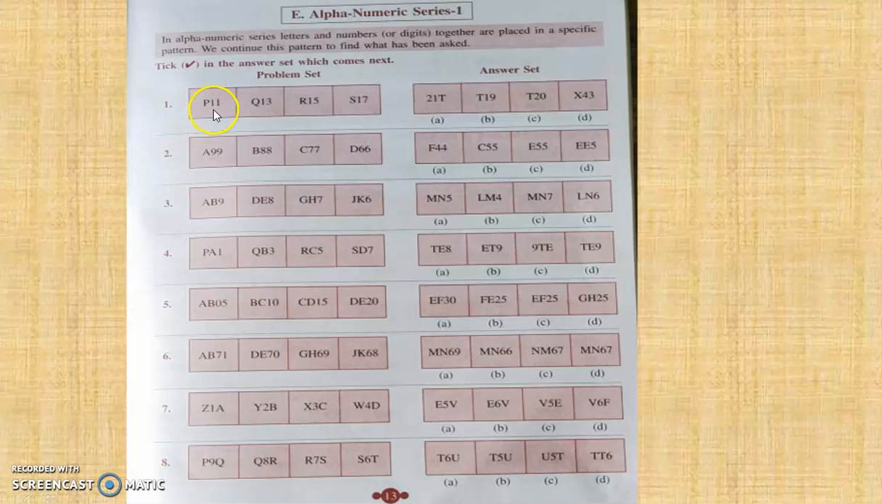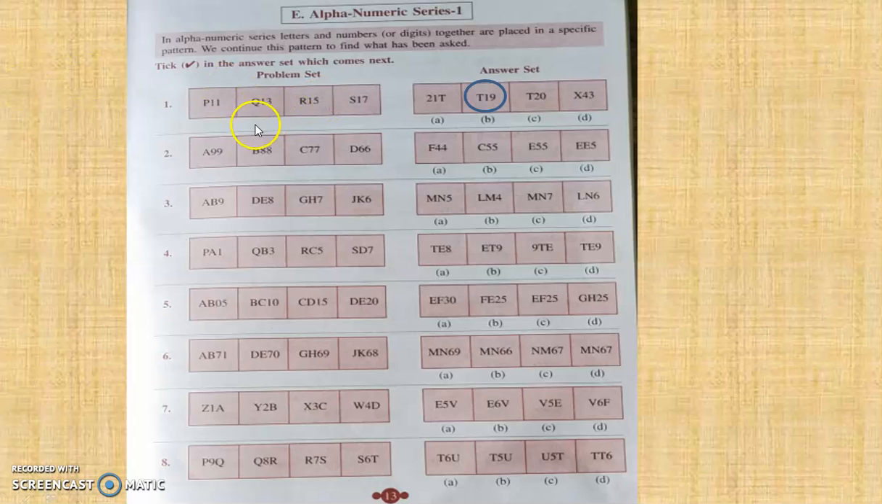So next I have to check out for the number sequence. Here 11 is there and 13, 15, 17 is there. The difference between these is 2, 2, 2, right? So if I'm adding 2 with this, I will get this. If I'm adding 2 with the 13, I will get 15. If I'm adding 2 with the 15, I will get 17. So again here I have to add plus 2, so I will get 19. So the answer is T19. Is it clear?